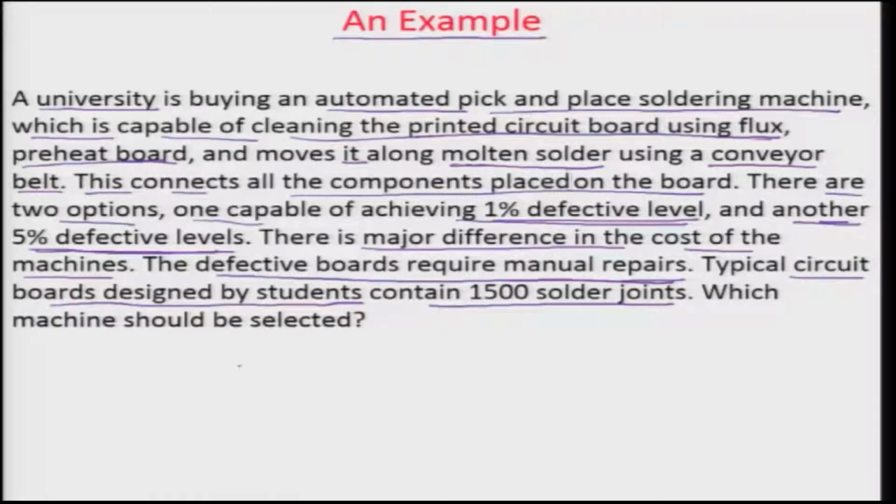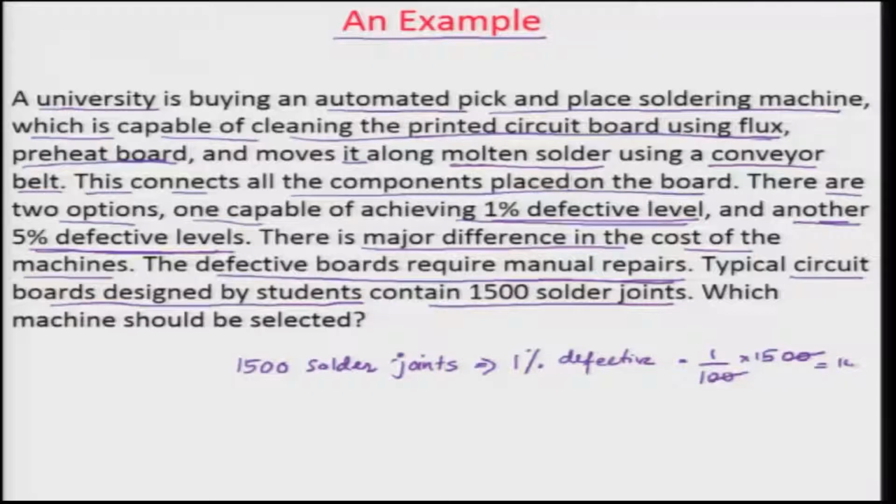One way to think about it is, for one machine, if you have 1500 solder joints, then 1% defective will be what? It will be 1 divided by 100 multiplied by 1500. So you can assume that there are 15 solder joints, so on average per board you will miss 15 solder joints.